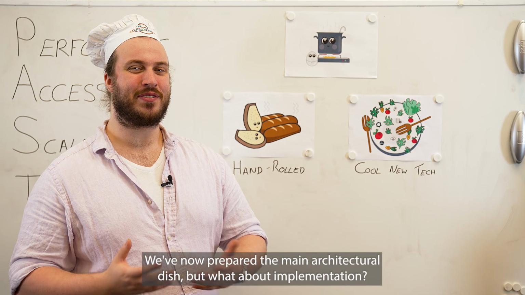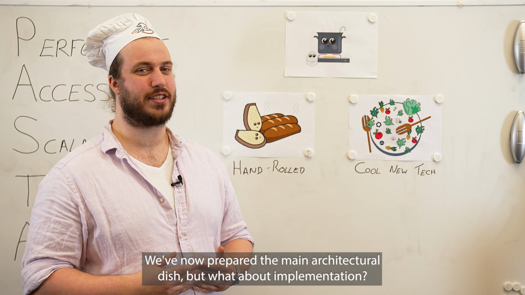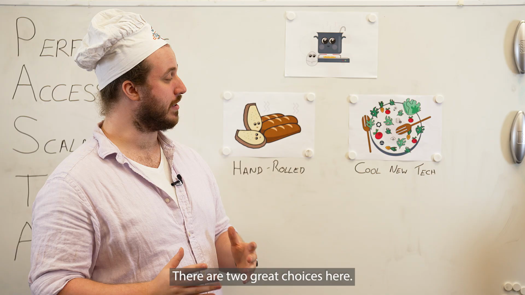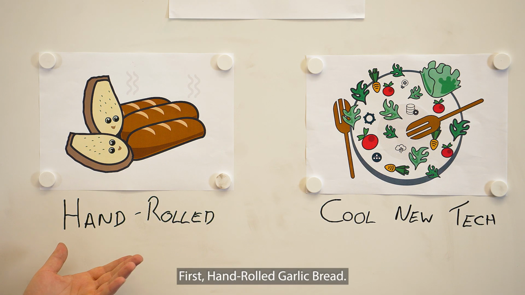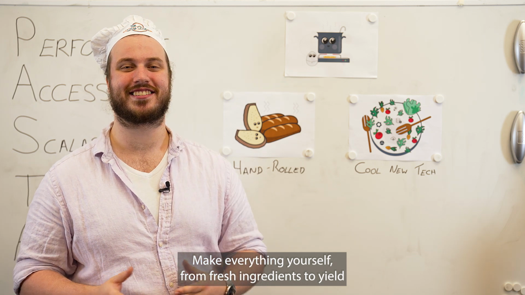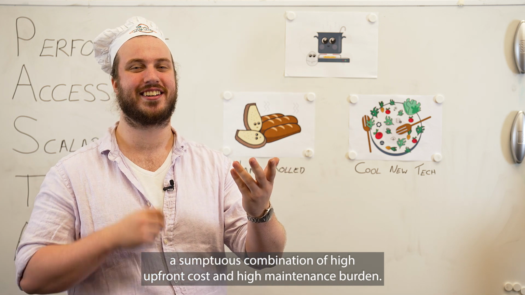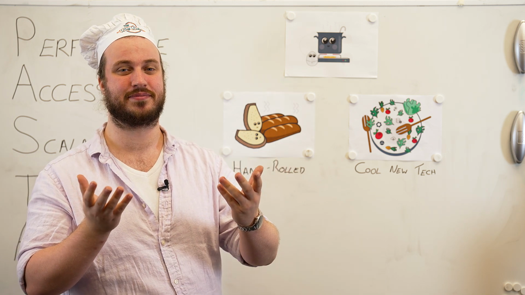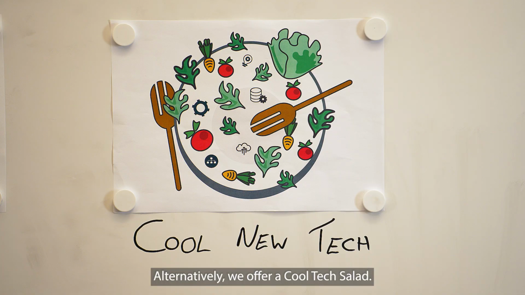Fantastic. We've now prepared the main architectural dish. But what about implementation? There are two great choices here. First, hand-rolled garlic bread. Make everything yourself from fresh ingredients to yield a sumptuous combination of high upfront cost and high maintenance burden. Alternatively, we offer a cool tech salad.